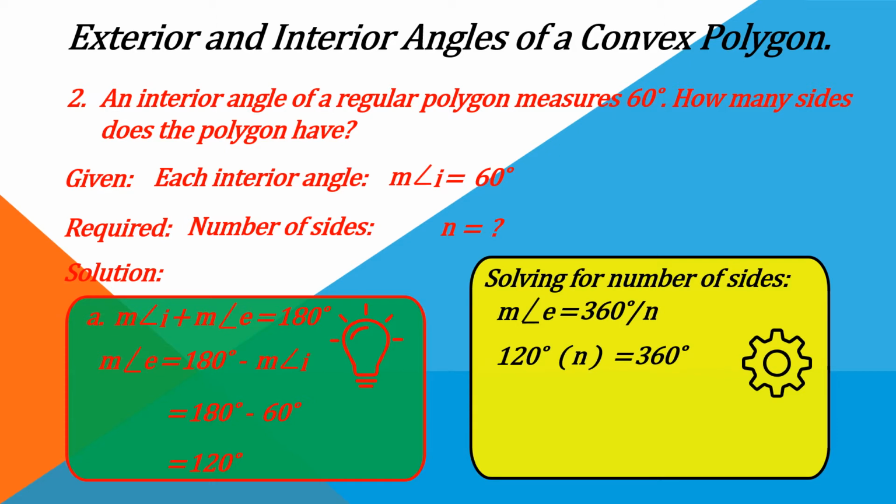We divide both sides of the equation by 120 degrees. What we get now is n is equal to 360 degrees divided by 120 degrees, and n is simply equal to 3. Therefore, our polygon is a triangle because it has 3 sides.